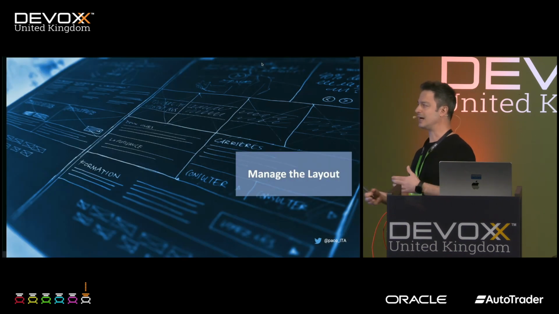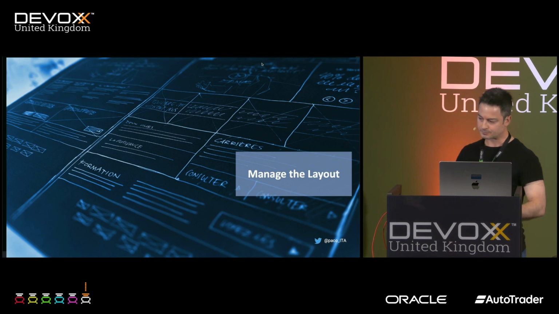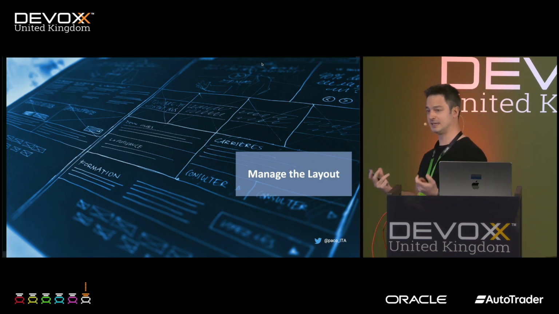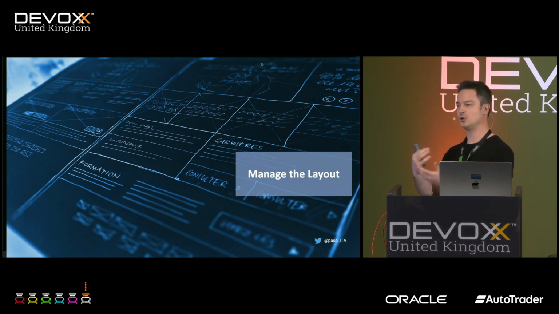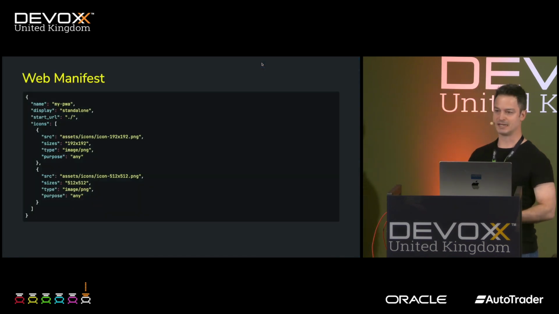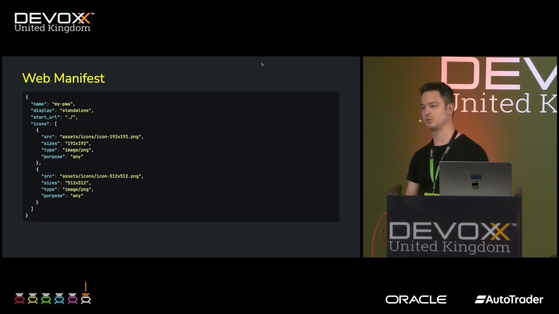Let's now start looking a little bit more at the technical details. What makes progressive web apps special, and also the two core components that are needed to make a progressive web app installable and look like a native app. The first is the web manifest. This allows us to tell the browser how our progressive web app should look and how it should be displayed.